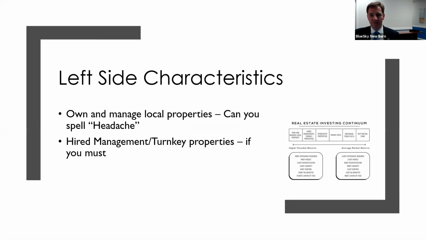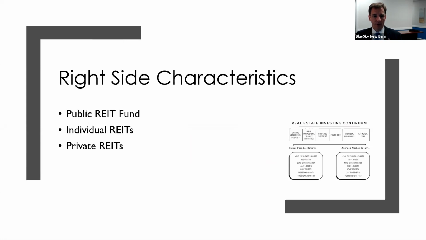Find it, finance it, fix it, find the tenants, fight with the tenants, file for eviction, fix the property, find some tenants. It's just this constant cycle of the F's. If you're going to own your own property, please at least get some professional management or possibly a turnkey property.